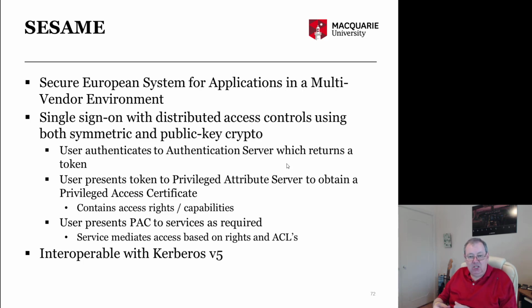The user authenticates to an authentication server, which returns a token rather than a ticket, and the user then presents the token to a thing called a privileged attribute server, rather than a ticket granting server, to obtain what's called a privileged access certificate. And that contains access rights and capabilities, as they're called, which is yet another topic. The user can then take the privileged access certificate and pass it over to services as required. It can be made interoperable with Kerberos version 5.